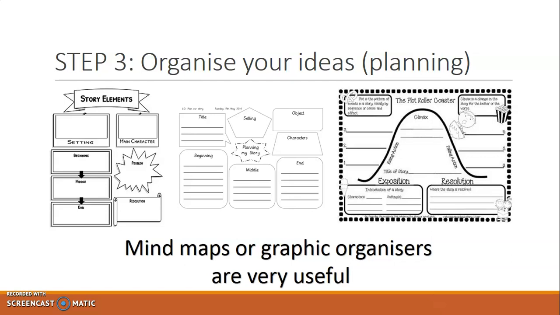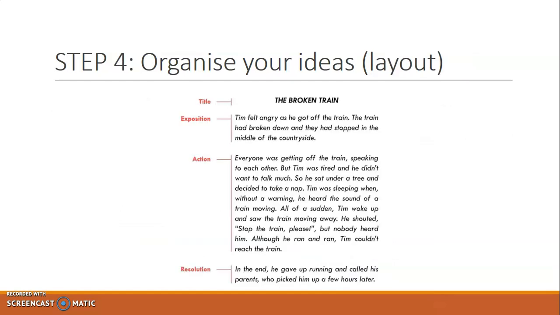How can we do it? Well, mind maps or graphic organizers are very useful. Later we are going to study some of them, but here you have some examples. So once you have all those ideas clear and organized, we should respect a certain layout in all stories. This means that you should write a title for this story, an introduction, that in this case is the exposition, then the body, that in this case is the action, and finally the conclusion or solution or resolution as you have it here in the picture.